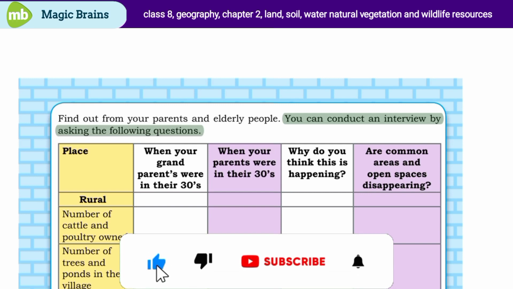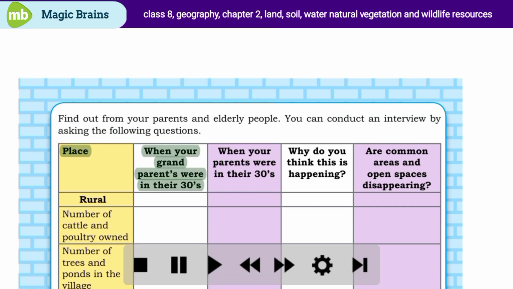There is a table given under this question which has 5 columns. Heading of column number 1 is place. Heading of column number 2 is when your grandparents were in their 30s. Heading of column number 3 is when your parents were in their 30s. Heading of column number 4 is why do you think this is happening? Heading of column number 5 is are common areas and open spaces disappearing?